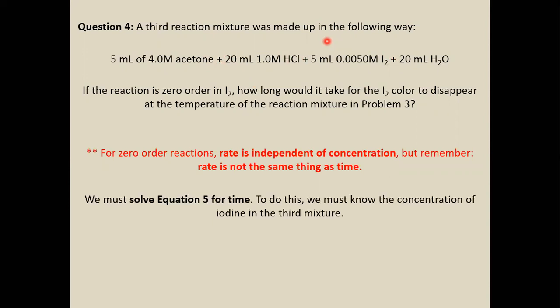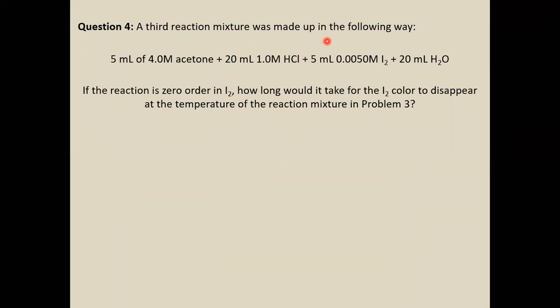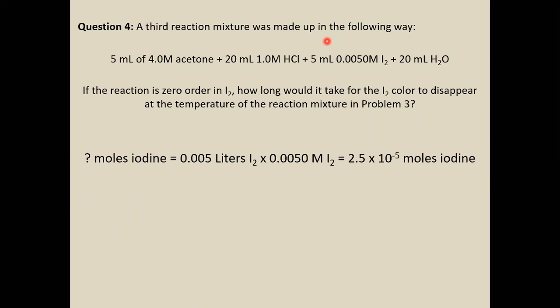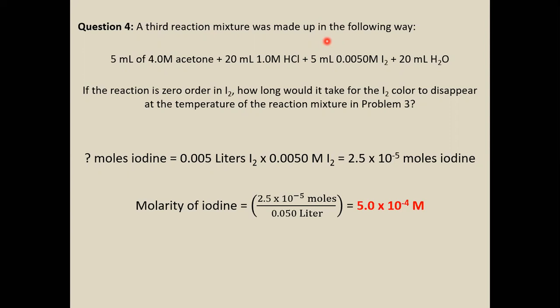Luckily, we have an equation that relates the concentration of iodine, the rate of a reaction, and time. So we can solve equation 5 for the time variable instead of the rate variable. Let's do that. Oh, well, I guess we do need to find the concentration of iodine first. So let's do that. We'll take the moles of iodine, which is your volume times your molarity. We'll divide it by our total volume in liters, and we have our molarity here. That will be the molarity. This is the initial concentration of the iodine, and that's what will go into equation 5.